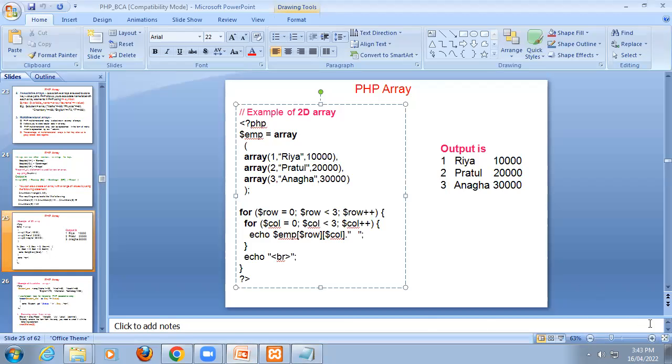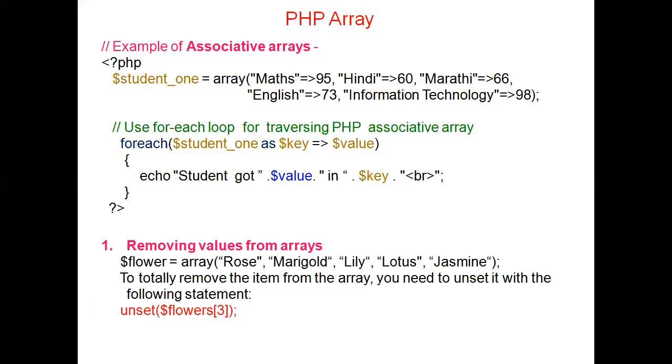This is the output for the 2D array. Then this is the example for the associative array. So I have declared one variable, that is the array variable student_1, and I am creating the key value array, that is the marks for the students, meaning the subjects and their marks are given.